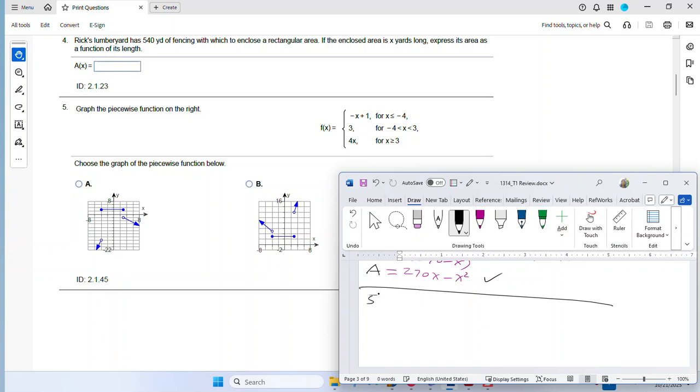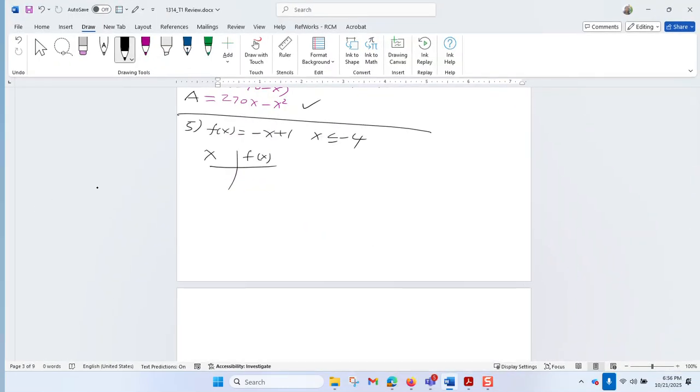Okay, so number 5, how do I graph this one? The first piece, negative x plus 1. X needs to be less than or equal to -4, right? So you choose 2 points, x and y. Okay, x is less than or equal to -4, so that means I can choose -4 because it has an equal sign, right? So this will be negative of -4 plus 1, and this will be 5 because negative becomes positive. And since it's less than or equal to -4, this is going to the left. All right, it's going to the left.